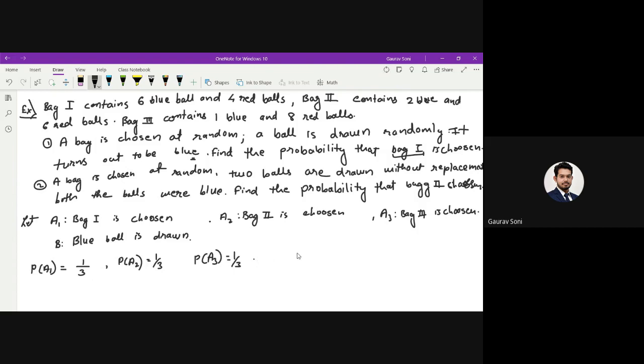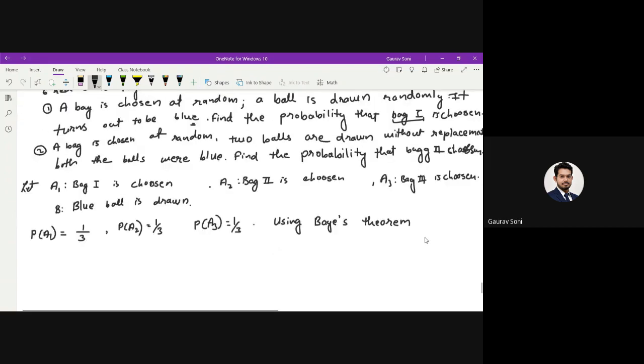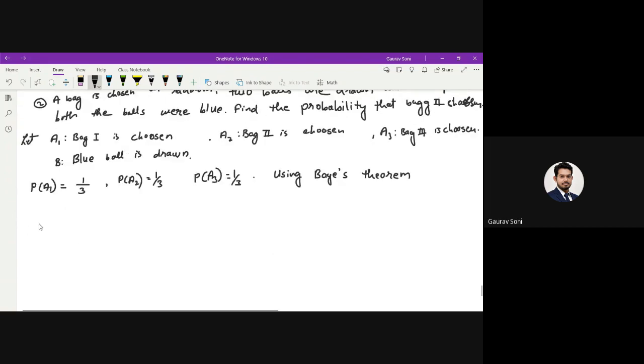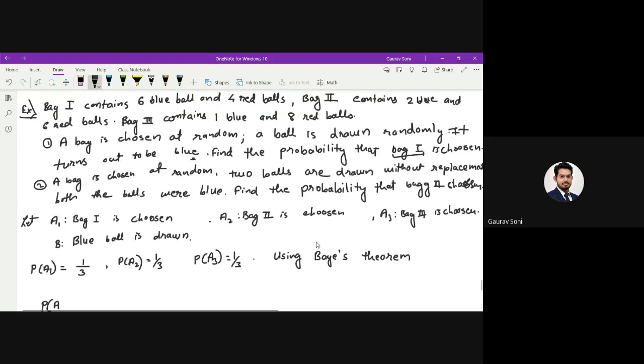Now, using Bayes' theorem, what do we need to find? Read the question once again. If you don't read the question properly, you will not be able to answer. Probability of A1 when B has occurred. B is our event: blue ball is drawn.